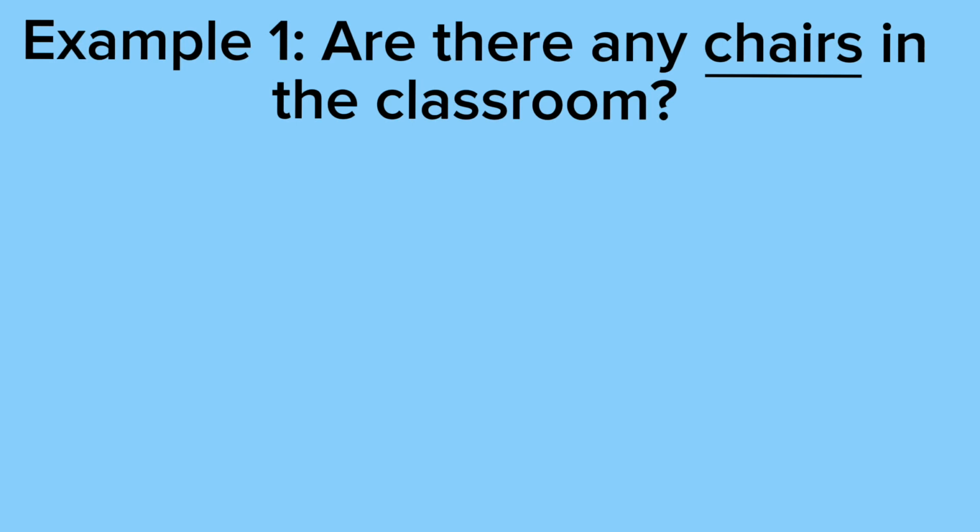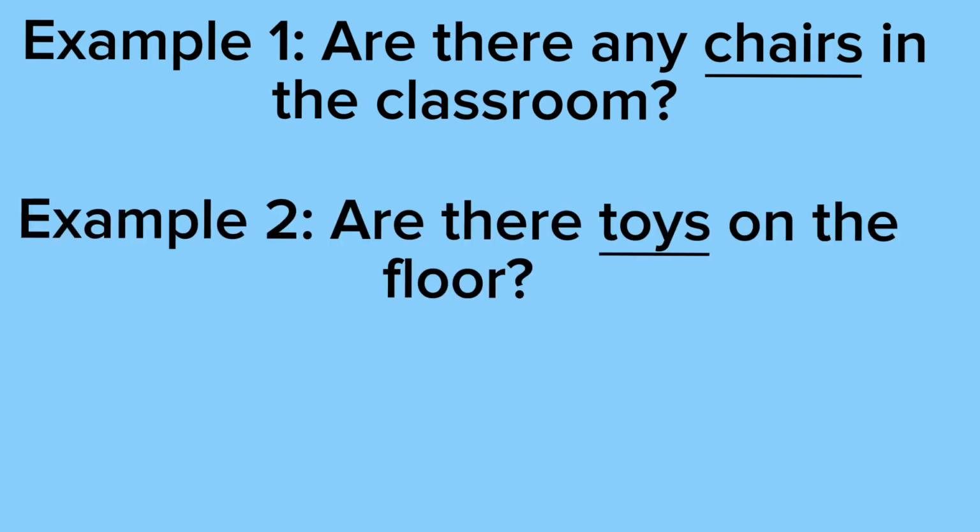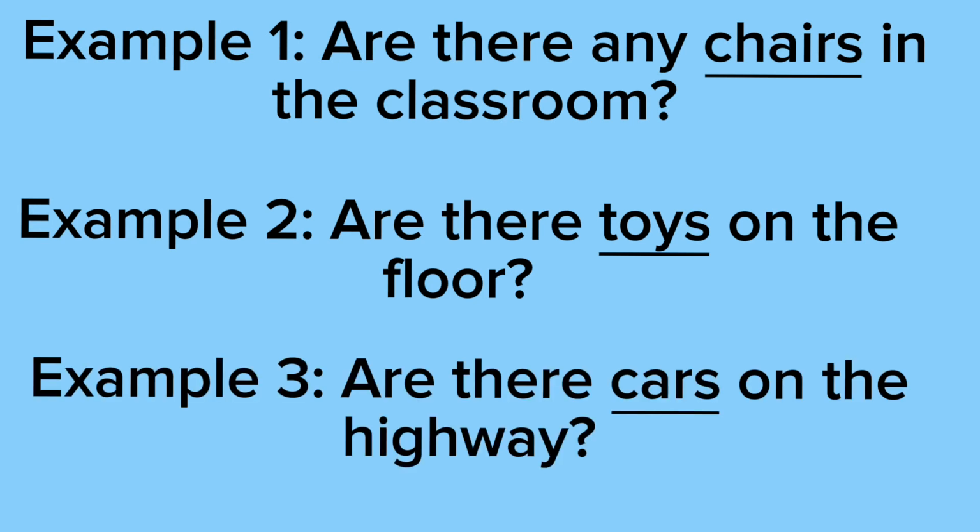So our first example says, are there any chairs in the classroom? As you can see, chairs is a plural noun, and that's why we use are there. Our next example says, are there toys on the floor? As you can see, toys is a plural noun, and that's why we use are there as opposed to is there. And our last example says, are there cars on the highway? As you can see, cars is underlined because it's a plural noun, which means we need to use are there.